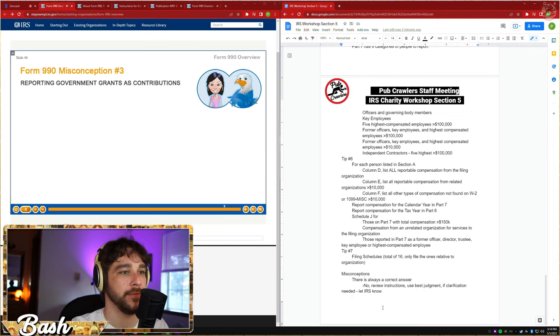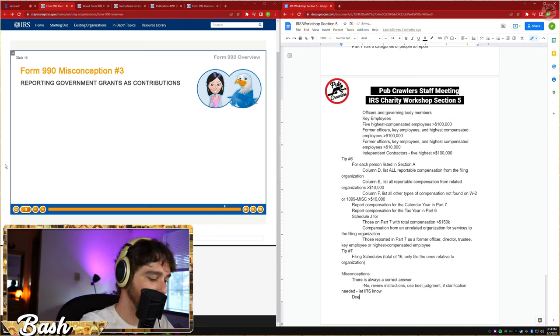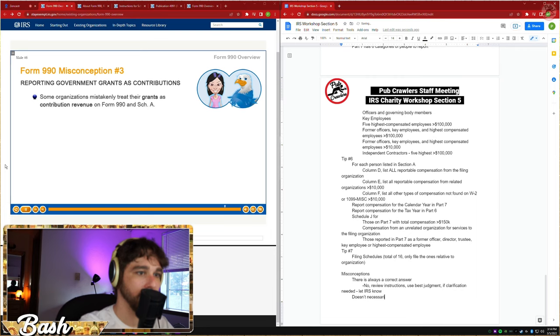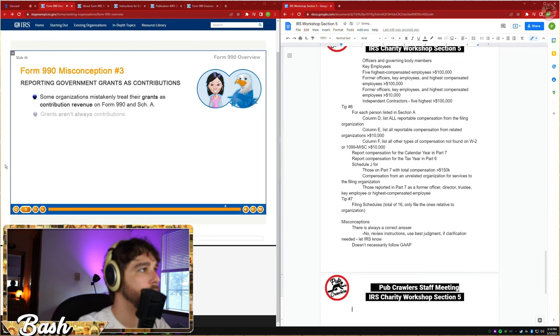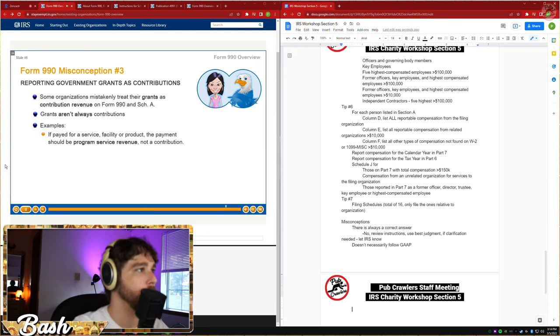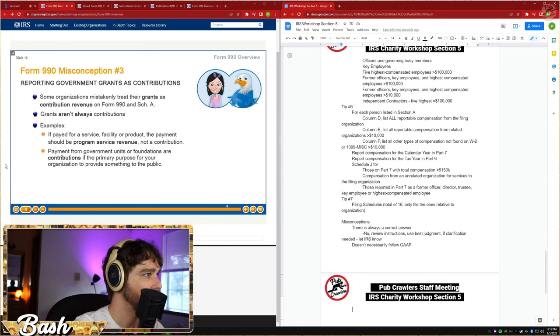Will your organization receive grants? I hope to receive some later this year or next year. Then be aware that some organizations incorrectly treat their so-called grants as contribution revenue when reporting on the Form 990 Statement of Revenue and on Schedule A. But just because they call a payment a grant doesn't mean it's a contribution. When an organization gets paid for providing a service, facility, or product that primarily benefits the group paying, those payments should be reported as program service revenue, not as contributions. Is that true, even if the payment comes from a government or foundation? Yes. Payments from government units or foundations should only be reported as contributions if their primary purpose is to enable the organization to provide something for the direct benefit of the public, not to serve the needs of the government unit or foundation. Select the Continue button for another knowledge check.